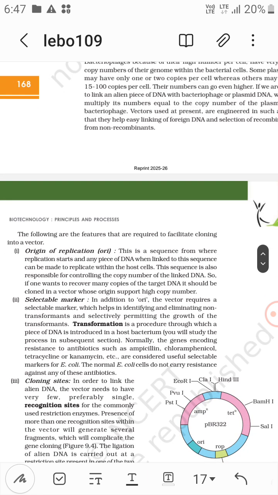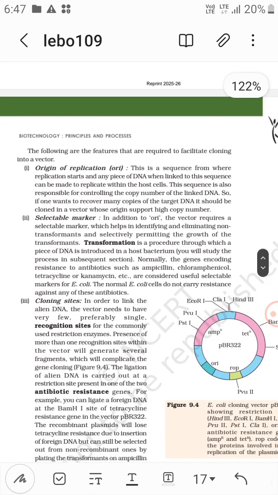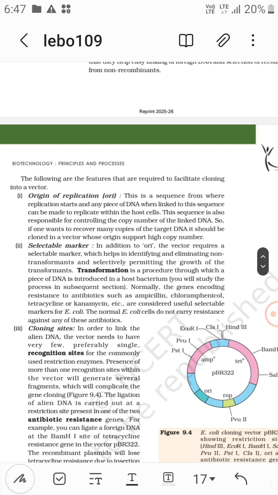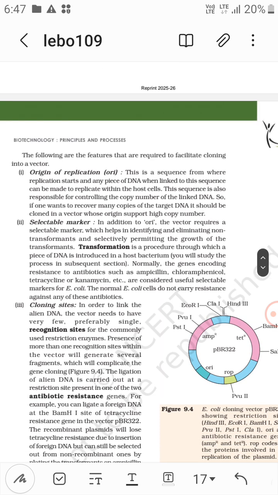Now the following are the features that are required to facilitate cloning into a vector. First, the origin of replication. This is a sequence from where replication starts, and any piece of DNA when linked to this sequence can be made to replicate within the host cell. This sequence is also responsible for controlling the copy number of the linked DNA.